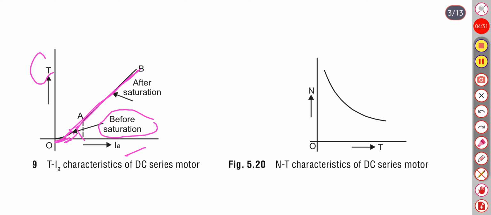But when we see the speed versus torque characteristic, the speed of a DC series motor drastically reduces with increase in torque. This is inversely proportional, an inverse characteristic.